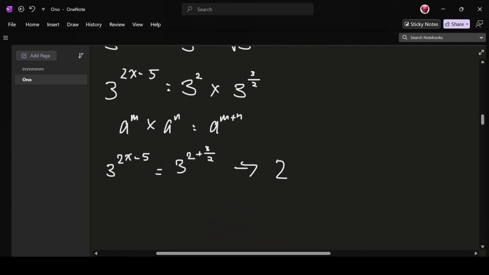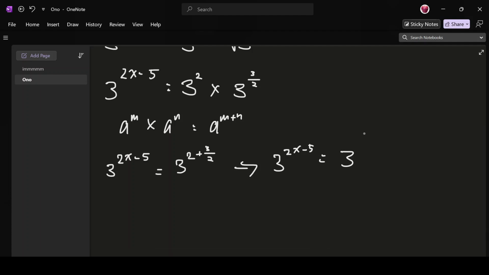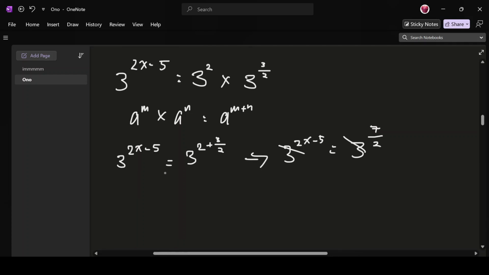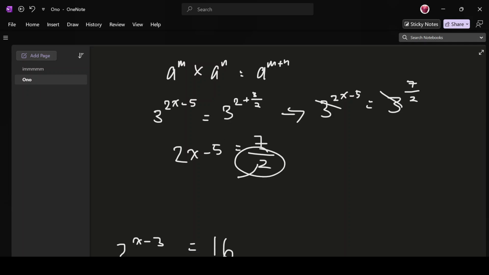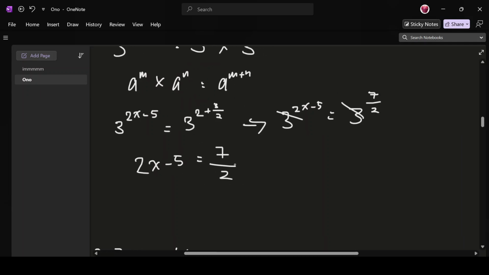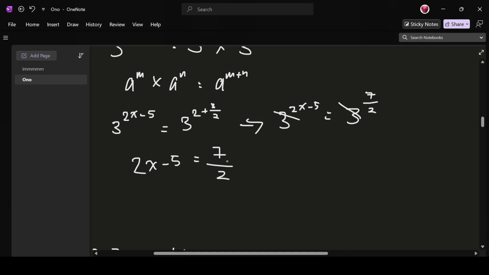So I'm going to rewrite it as 3 to the power of 2x minus 5 equals 3 to the power of 7 over 2. Now we cancel the bases, and we're left with 2x minus 5 is equal to 7 over 2. Okay, now you can either just move the 5 to the other side, or you can move this 2 here. Either way, you will still end up with the same answer. So I'll just move the 2 here.